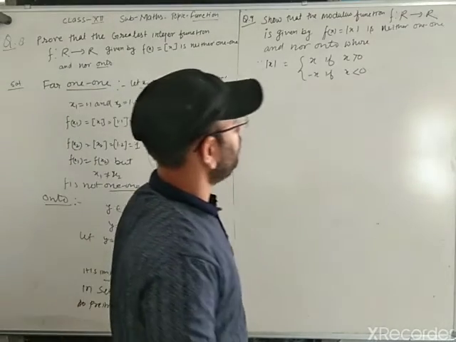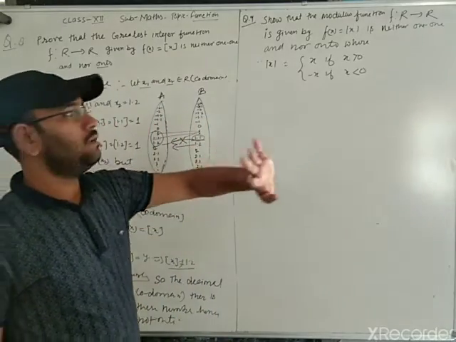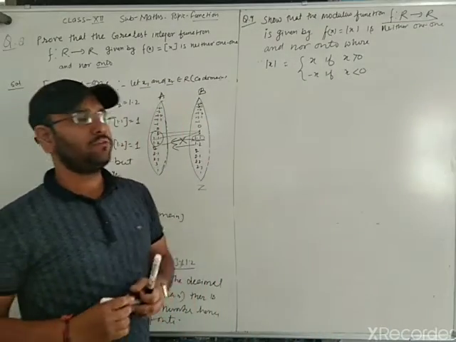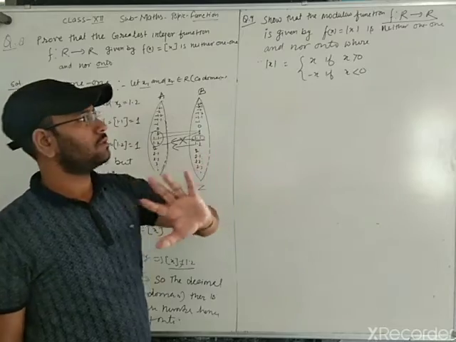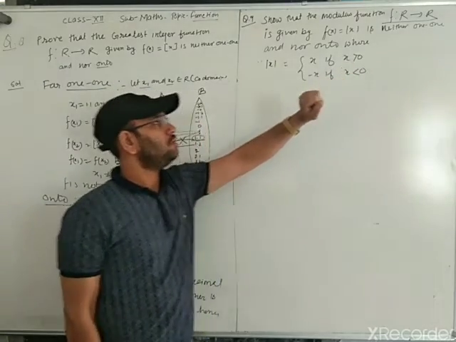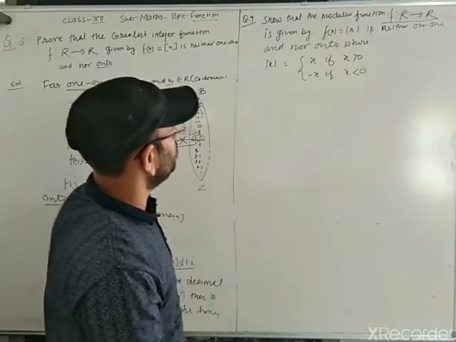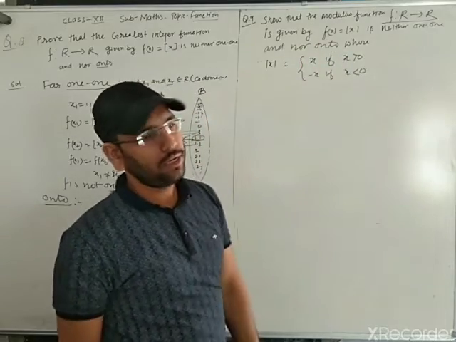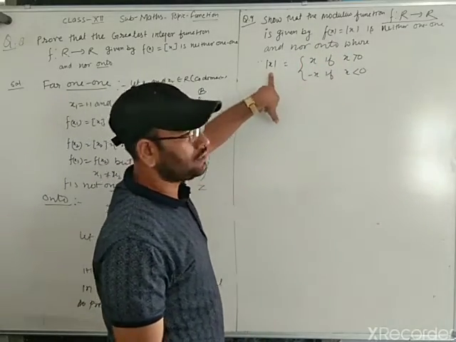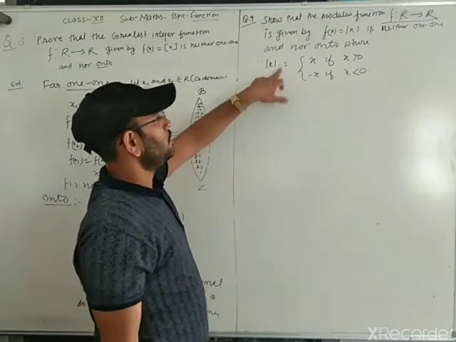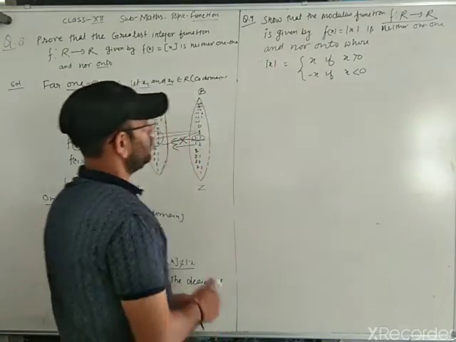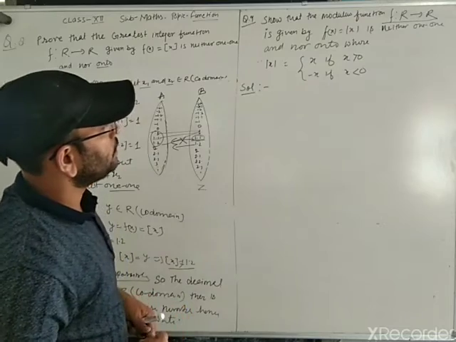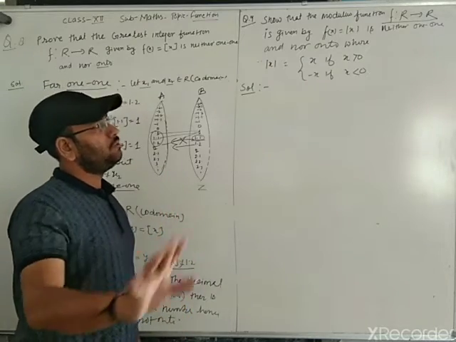Show that the modulus function f: R to R, given by f(x) = modulus of x, is neither one-one nor onto. When reading the question, be very careful to see the domain and codomain of the function. In this case the domain is the real numbers and the codomain is also the real numbers. We know that a modulus function always gives a positive value. Solution: we have to prove that it is neither one-one nor onto.